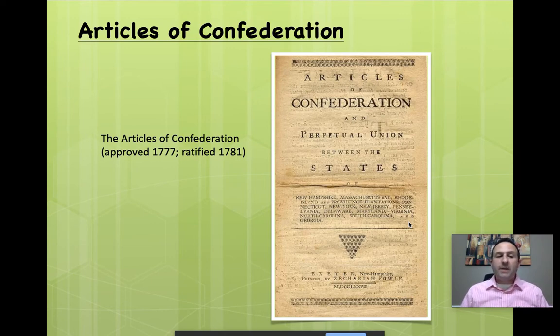Number two, it can regulate foreign affairs. Why? Because if you're going to negotiate a treaty or a trade agreement with a foreign power, you don't want 15 individual state representatives with competing interests trying to negotiate one deal with, say, Great Britain. So the national Articles government will regulate foreign affairs.